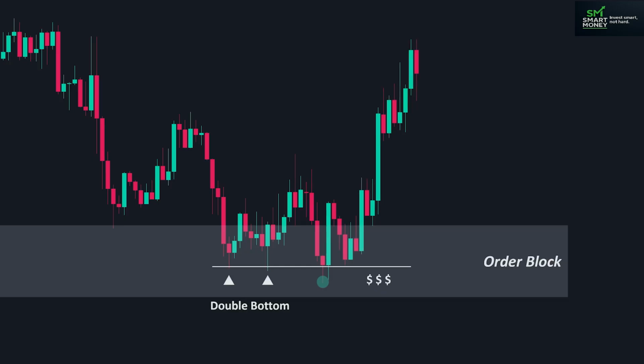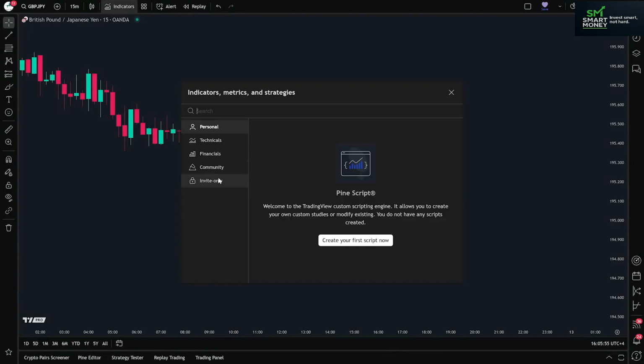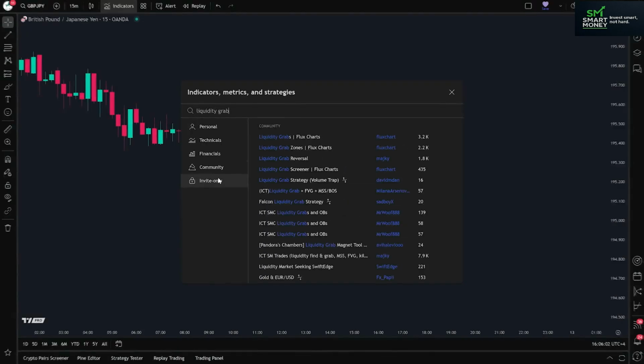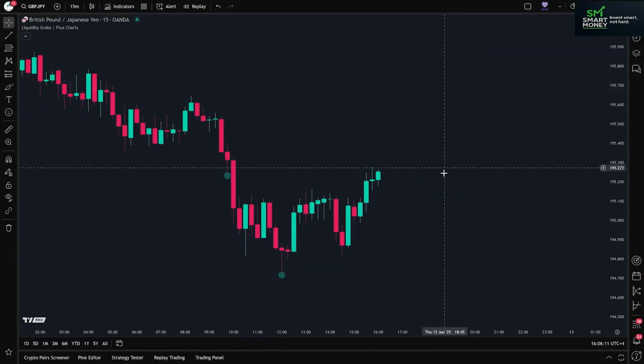This liquidity grab, when combined with confirmation from order blocks, market structure, and other SMC tools, often signals the beginning of a strong bullish move. Now, one important thing to note about the liquidity grab feature is that FluxCharts has provided it for free. To access it, simply open the Indicators tab on TradingView, type Liquidity Grabs, and select the indicator provided by FluxCharts. This gives you access to the same liquidity grab tool available in the Price Action Toolkit, allowing you to analyze the signals it provides directly on your own charts at no cost.